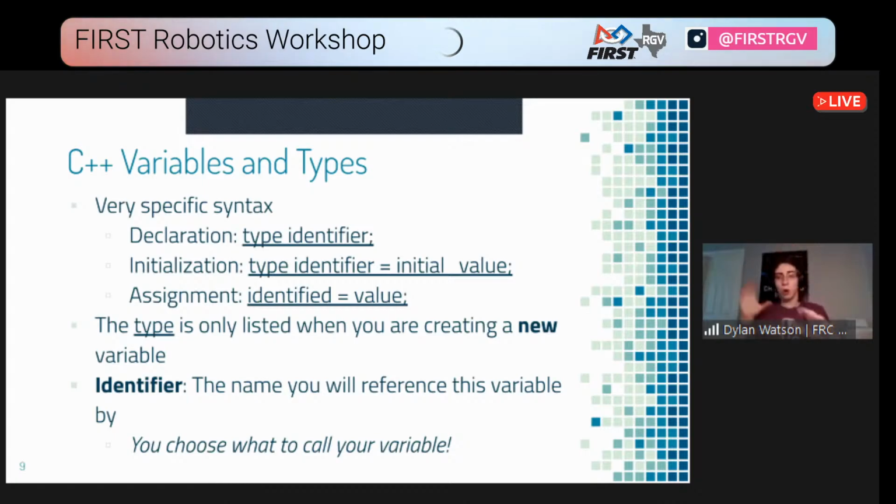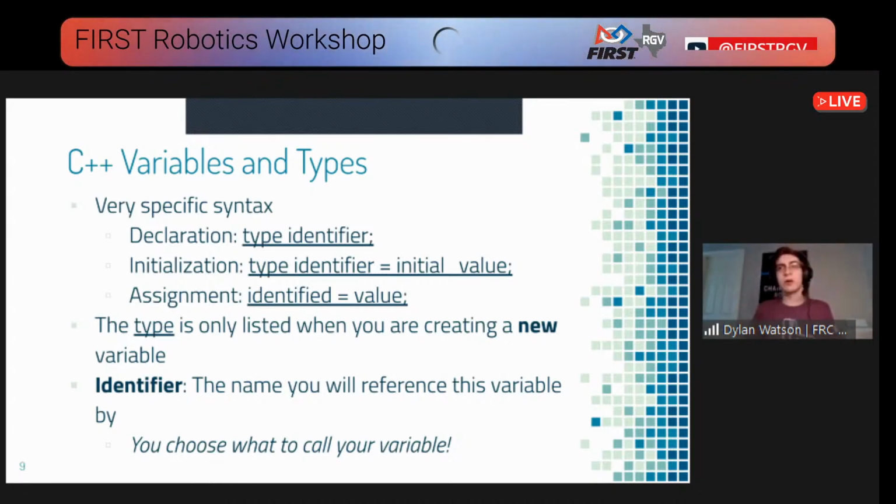If the variable already exists and it is already being used somewhere else in the program, you don't necessarily need to declare that type out, right out. And then the identifier is the name you will reference this variable by. You get to choose what you call your variable name. There are certain rules about it, like I don't think your variable name can start with a number, although I could be wrong on that. But typically, just make it a word and you'll be doing well.